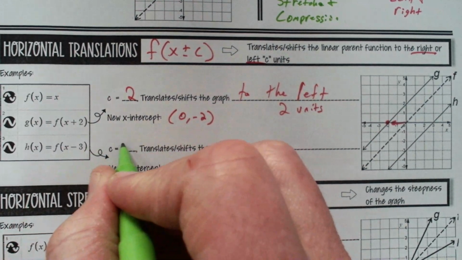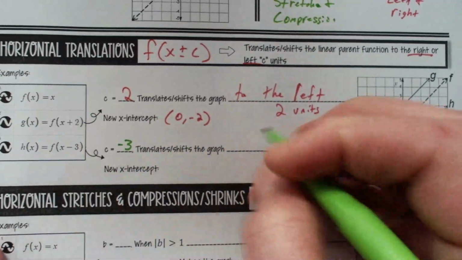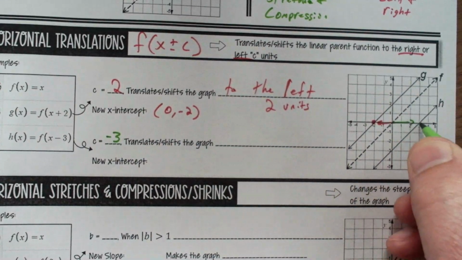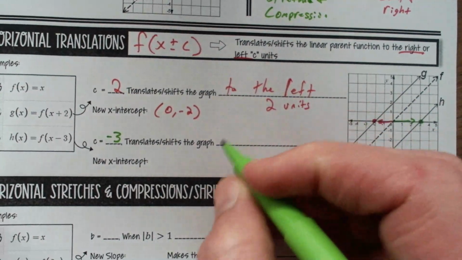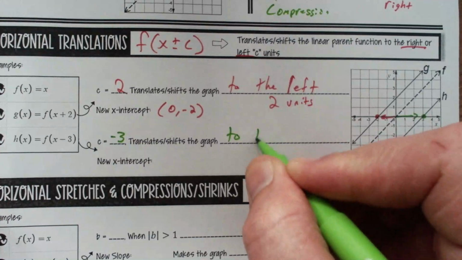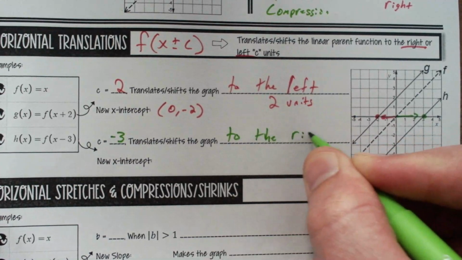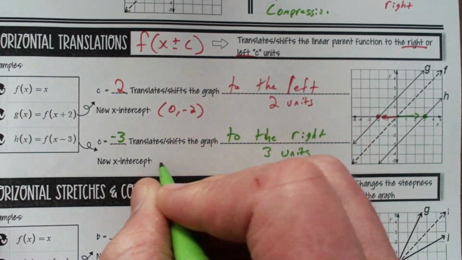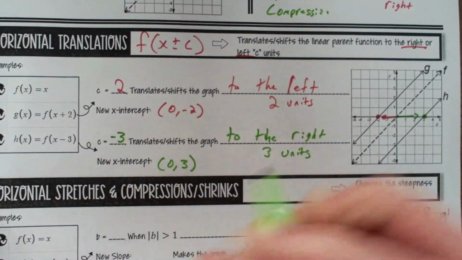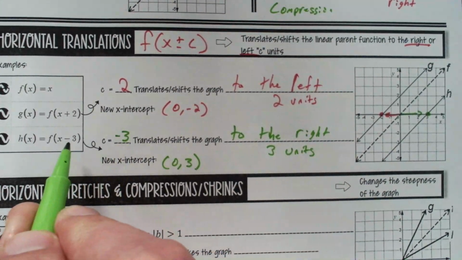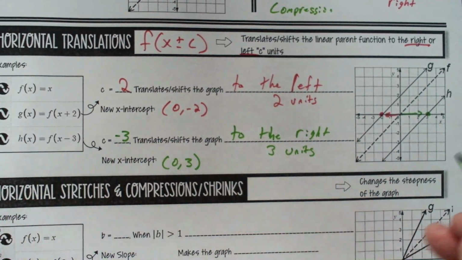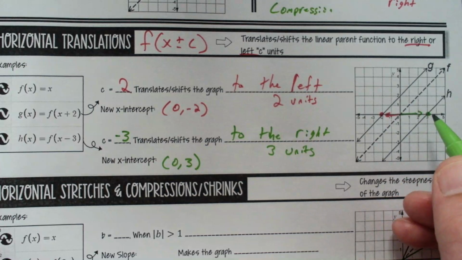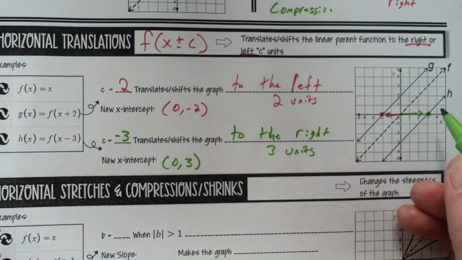And here, if we subtract 3, that causes a shift to the right 3 units. So to the right 3 units. And our new x-intercept is (3, 0). This is because when we subtract 3 from this function, it causes a delay in the function happening.